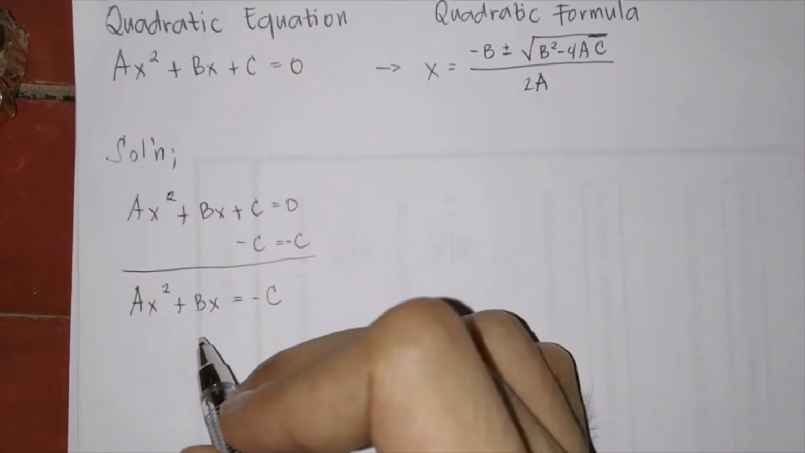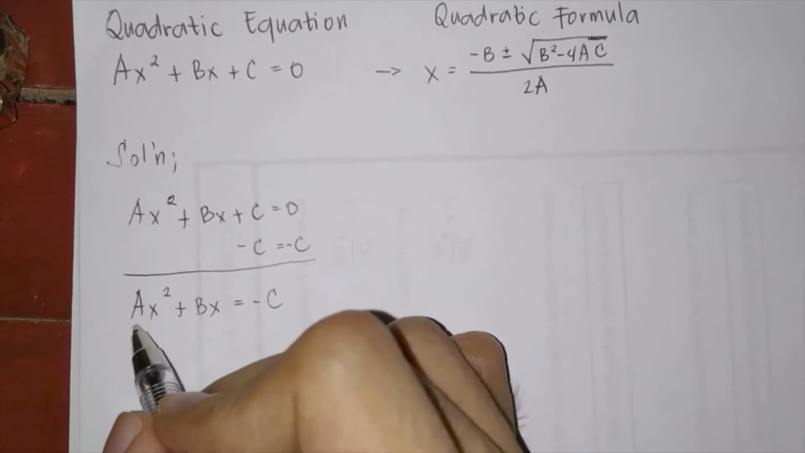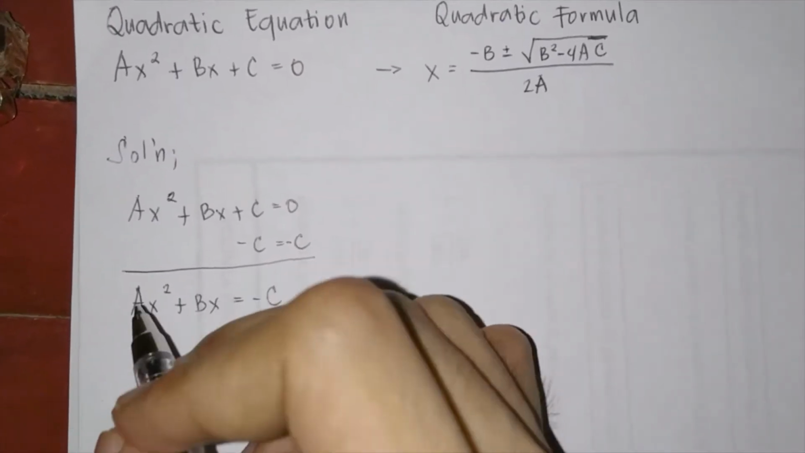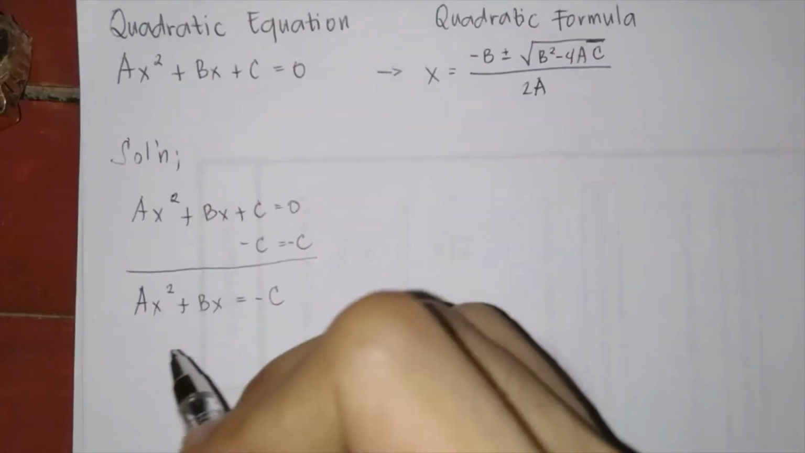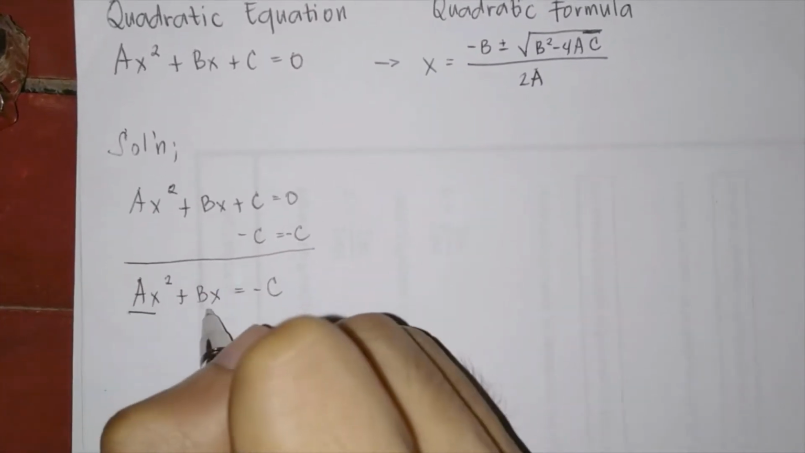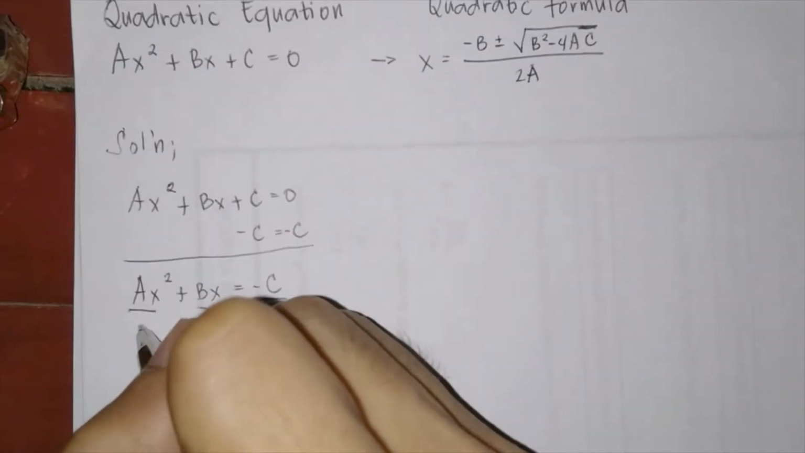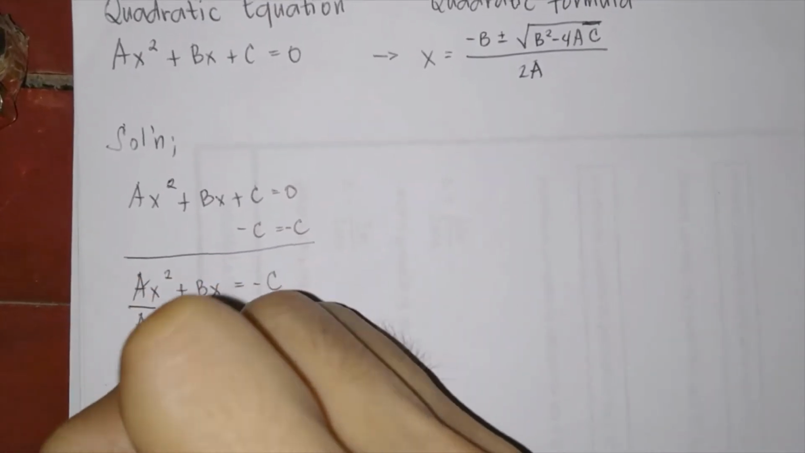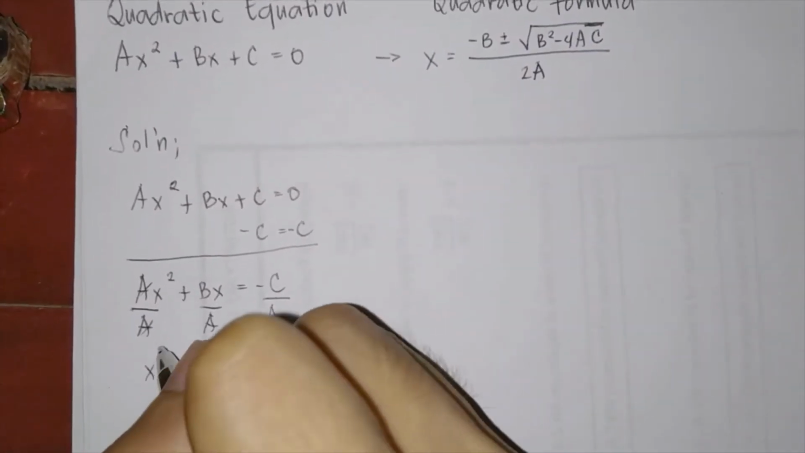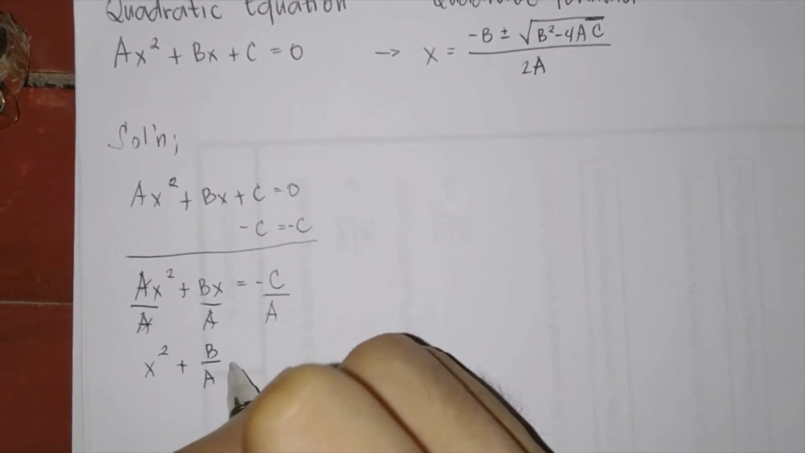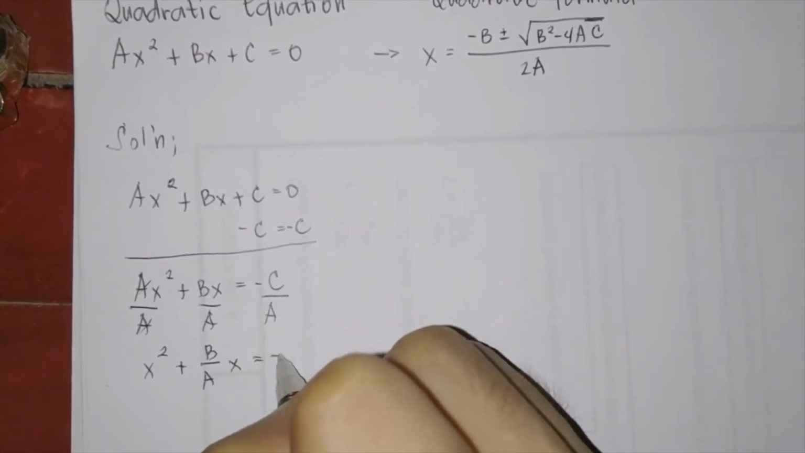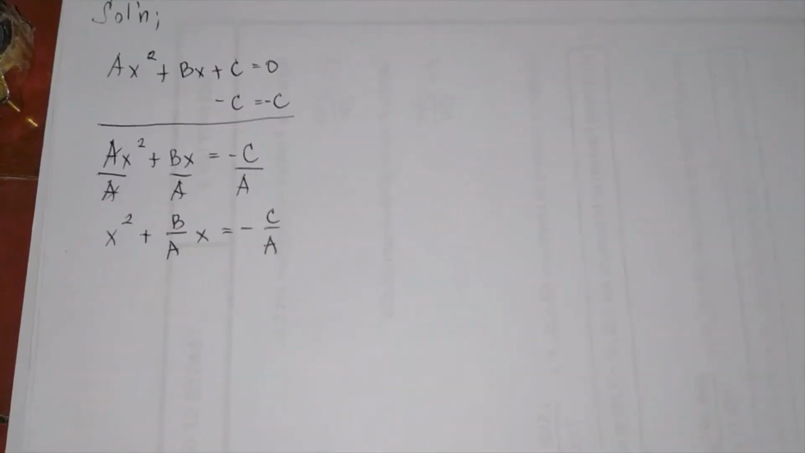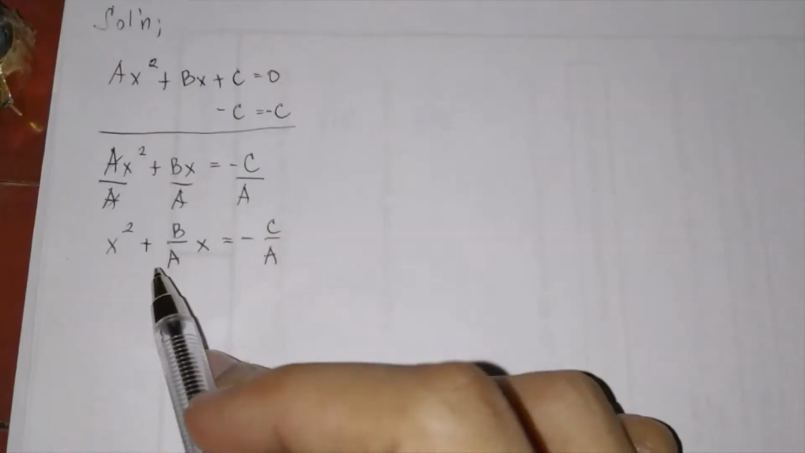At ang ating next step guys ay to get rid this a in our first term, ax squared. So, divide na natin both sides by a. So, maka-cancel siya, di ba? Ang matitira na lang ay x squared plus b over a x is equal to negative c over a. So, ito natira guys, di ba?